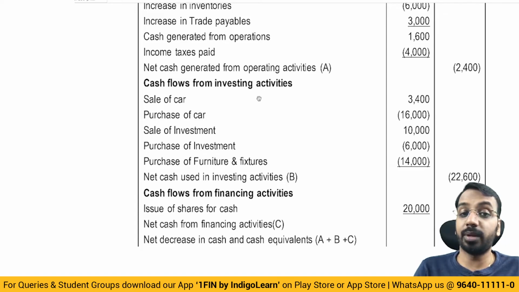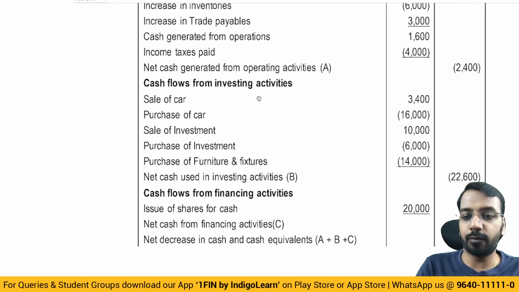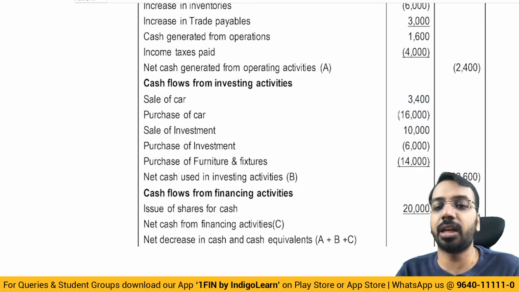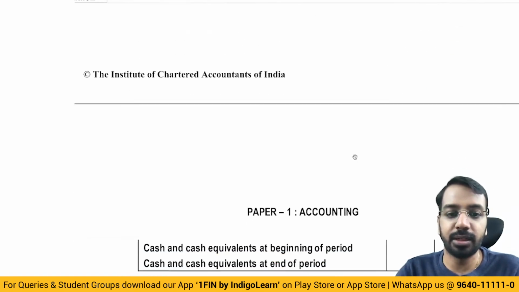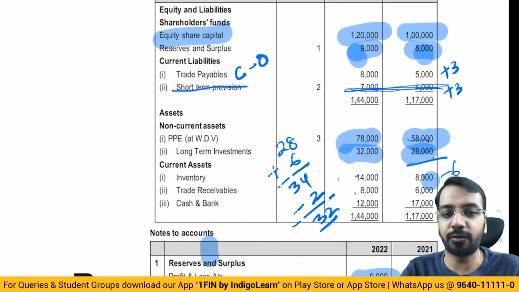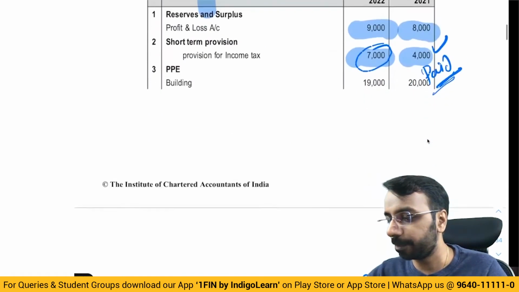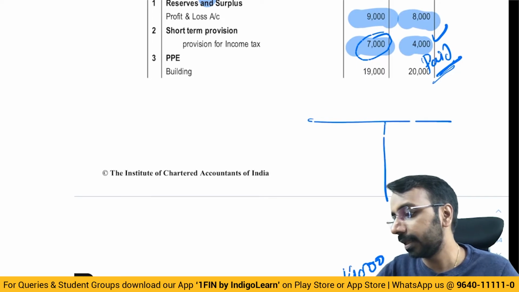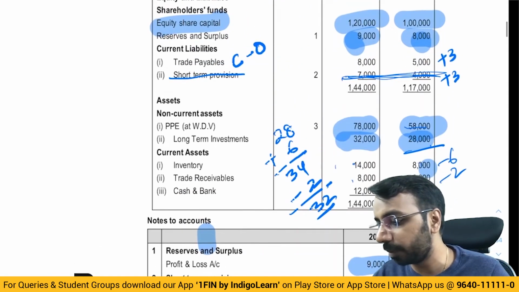Then, cash flow from investing activities. Don't net off sale and purchase. Sale, show separately. Purchase, show separately. Now, how do we arrive at the number of purchases? 16,000. Let us see if they have done it this way. I would prefer it in a ledger format. So, let me quickly draw the ledger format for you. Okay, so we have the car account. What is the opening balance of the car?